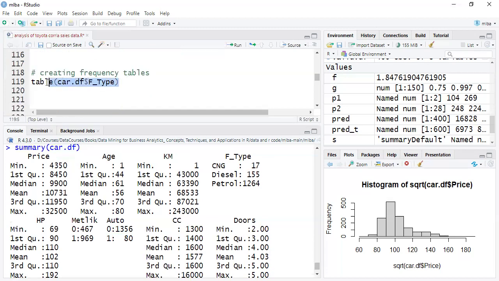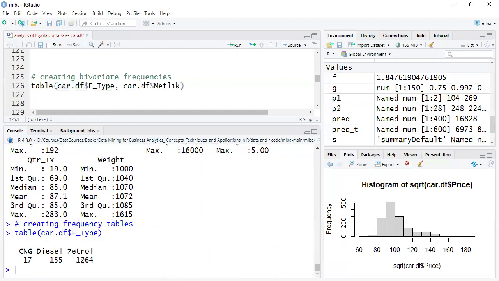If you want to see the summary frequency table, another command is the table command. You have to mention a factor variable in the bracket. F type, fuel type is a factor variable. The table command will work only with a factor variable. So if you want to make a frequency table of this variable, you can see the same statistics will be generated here. CNG cars 17, diesel cars 155, and there are 1260 petrol cars.